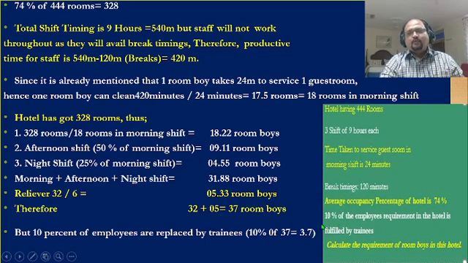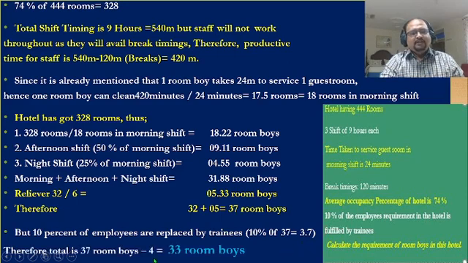But the question has one more indication that 10% of the employees are replaced by trainees, and 10% of 37 is 3.7. We can take it as 4. Therefore, although we need 37 room boys according to 74% of occupancy, since 4 room boys will be replaced on an average by one trainee, we need 33 room boys. So here 4 trainees, this 4 is 10% of the total.